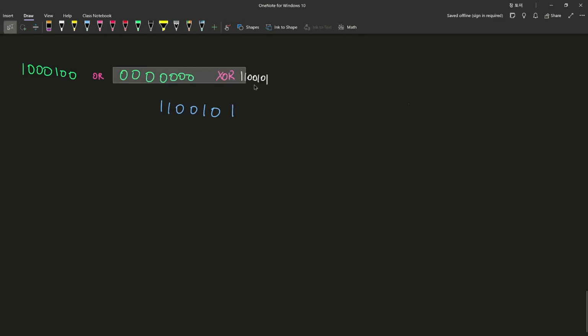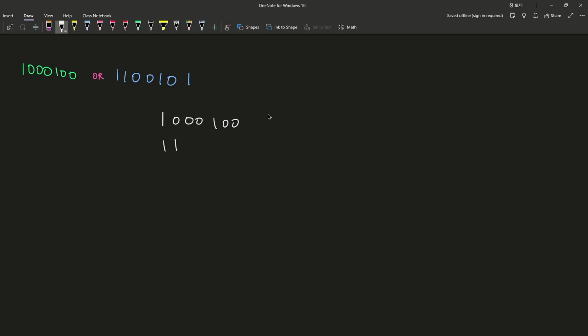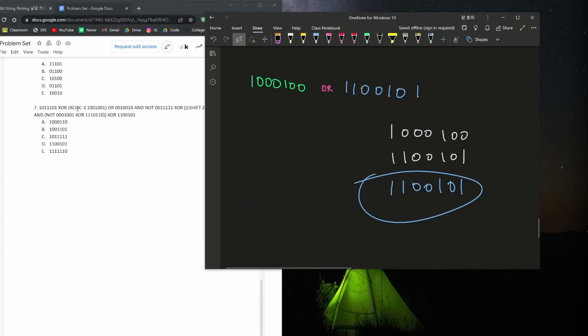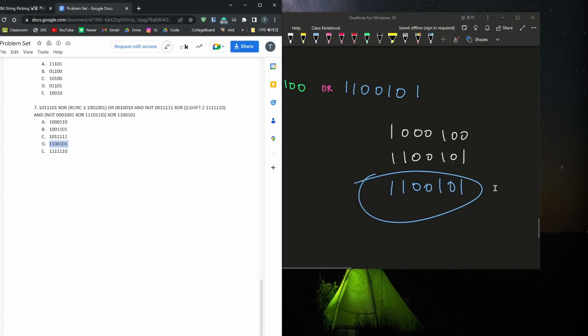Okay, now on to the last step of this long problem. 1 0 0 0 1 0 0 OR 1 1 0 0 1 0 1. Okay, at least one has to be 1 in order to output 1 for OR. So our answer is 1 1 0 0 1 0 1. Do we have that answer there? 1 1 0 0 1 0 1. So D will be our answer.